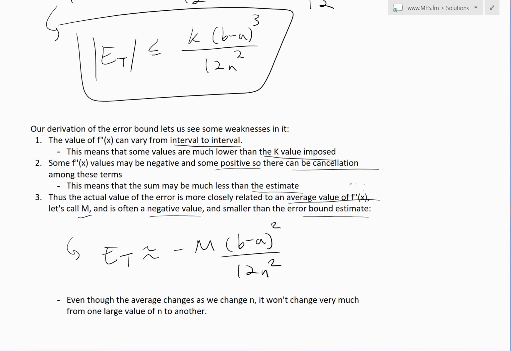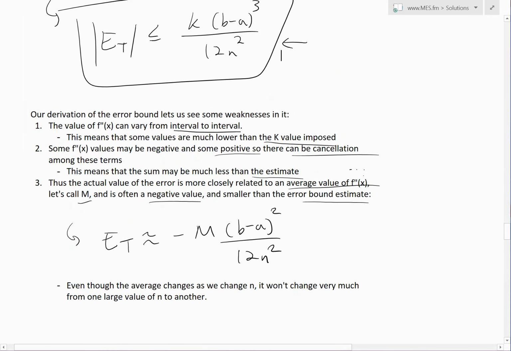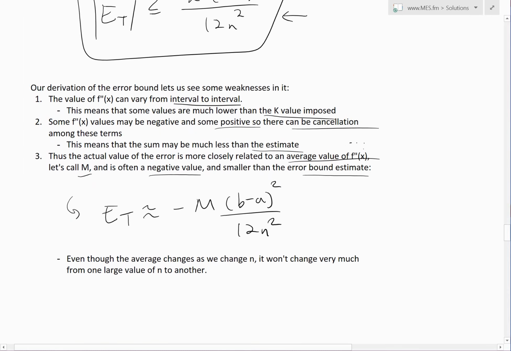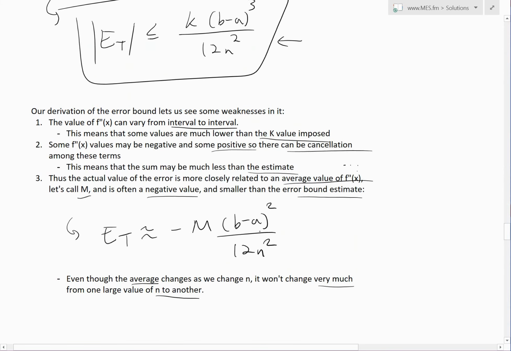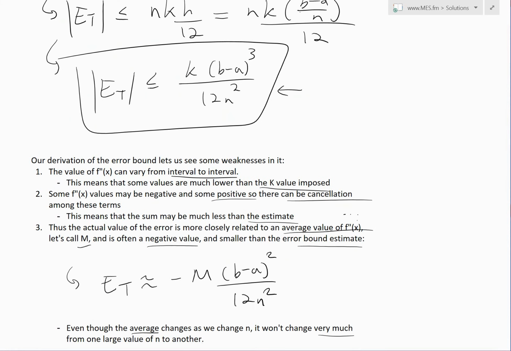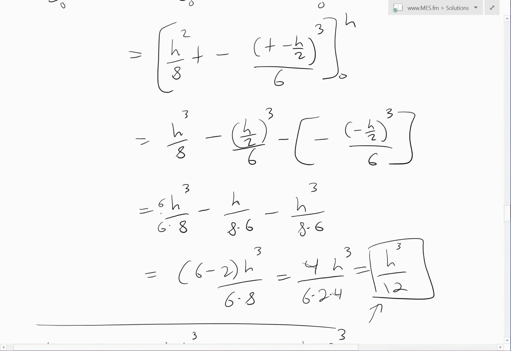So this is a more accurate guess of the error, but again, sometimes it will be the opposite of what we have. This might be less than the error we guess. So the bound is better for stating an absolute maximum, so we don't go above this error, whenever you're checking error values that you're willing to have for whatever particular application. And also, even though the average changes, so this M value changes as we change n, it won't change very much from one large value of n to another. So this is a more accurate version. Notice this squared as opposed to cubed, which again lowers it based on these weaknesses of the derivation we have. But again, the derivation is for an absolute max, and this is the answer right there.